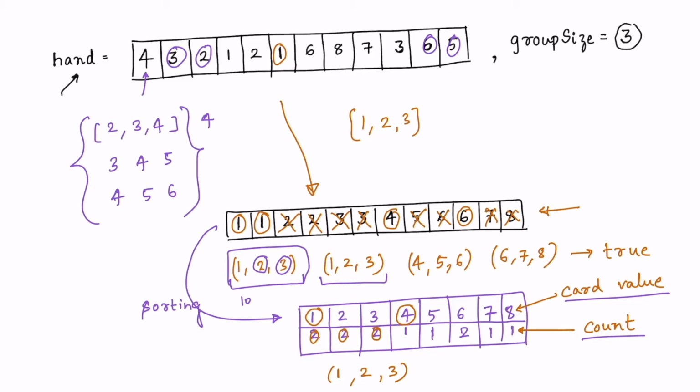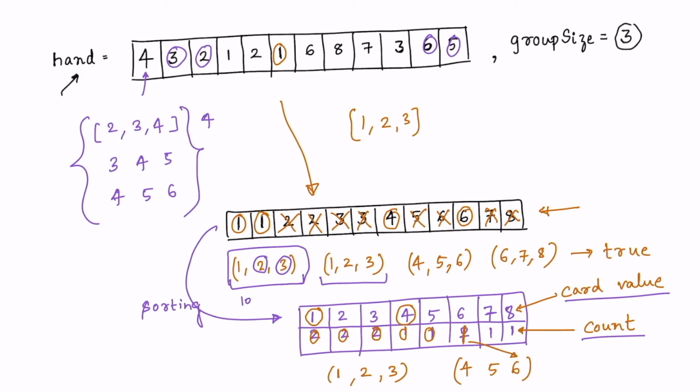4 can only be part of the group 4, 5, 6, and there's only one card of value 4, so we check if we have at least one card of value 5 and 6, which is the case. So we set the count of 4 to 0, count of 5 to 0, and count of 6 to 1 because we only used one card of value 6.